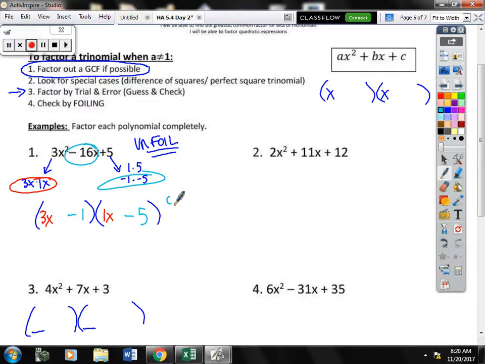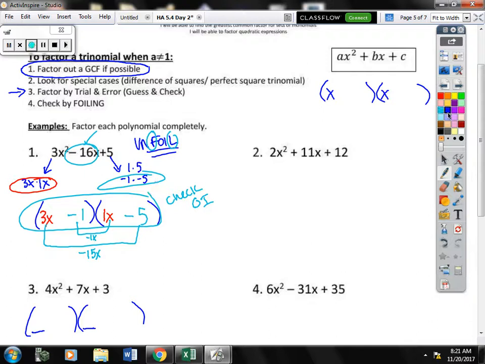Now, when you check with foil, you really don't have to do the F or the L, because we've already ensured that the first terms are going to multiply to get the first term and the last term. So you really only have to check the O and the I of foil, which are the outers and the inners. So it's just a little bit less work. If you want to do all of foil again, you can. But this will get me a -1x, and this will get me a -15x, and I can see that indeed, when I add them together, gets me a -16. So I'm done. That's my answer.